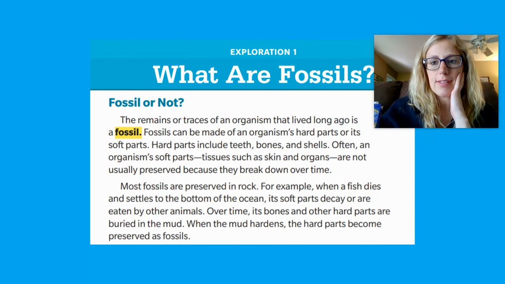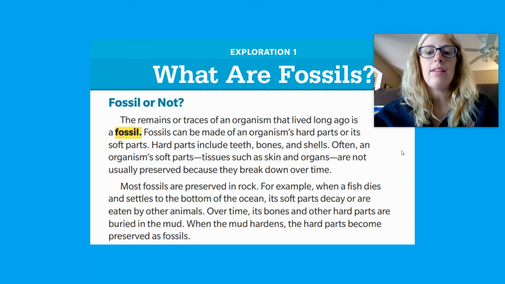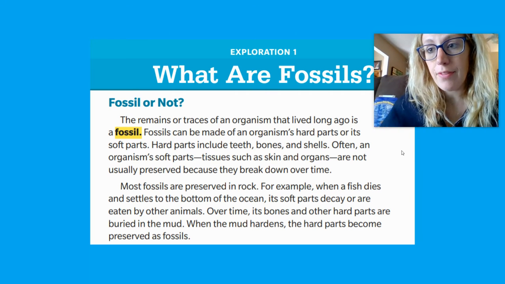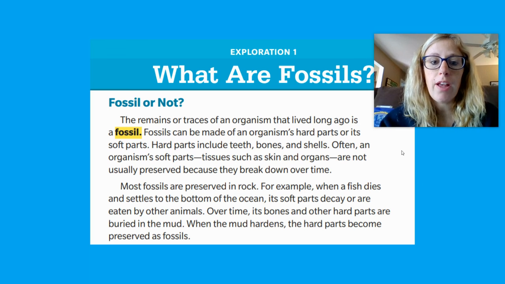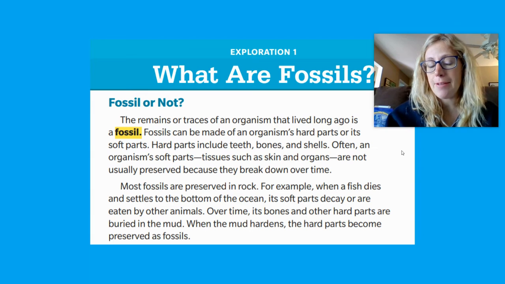What are fossils? The remains or traces of an organism that lived long ago is a fossil. So it could be remains or traces of them. Fossils can be made of an organism's hard parts or its soft parts. Hard parts include teeth, bones, and shells. Often, an organism's soft parts, tissues like skin and organs, are not usually preserved because they break down over time.